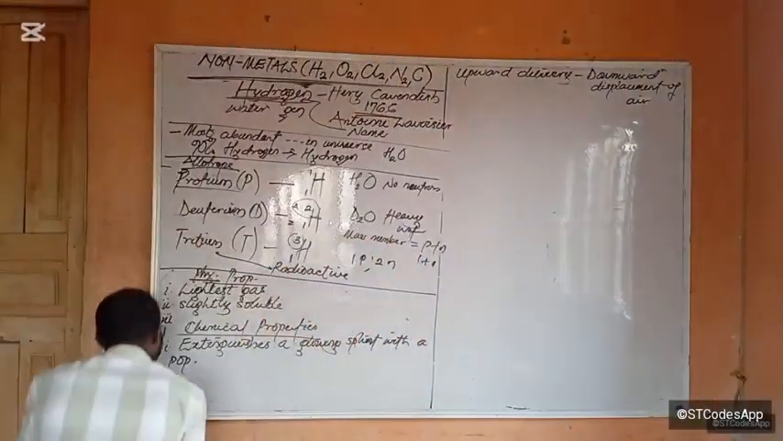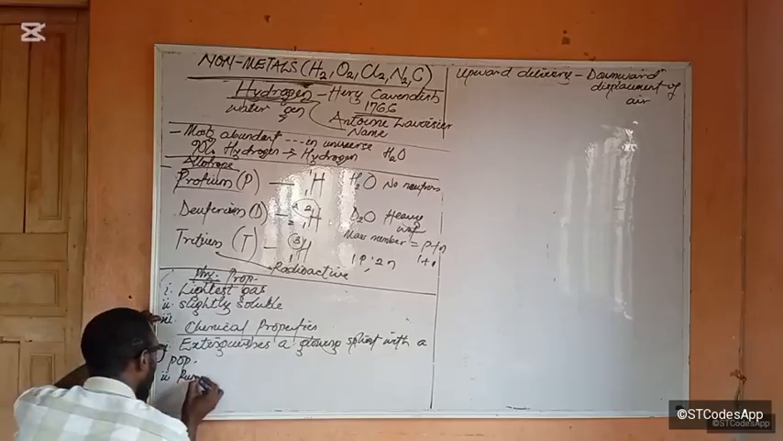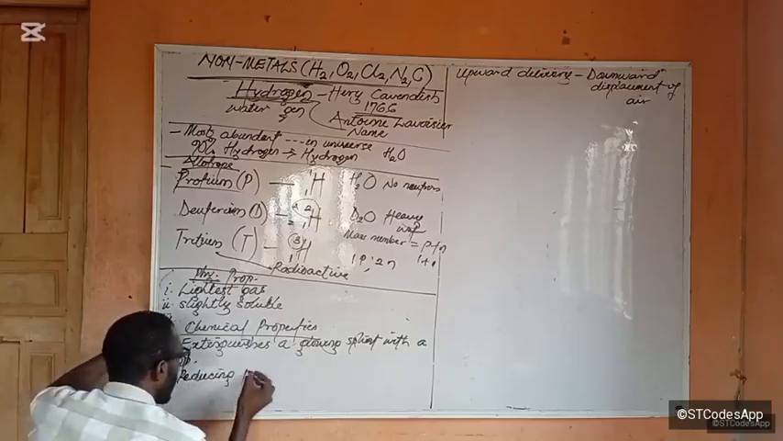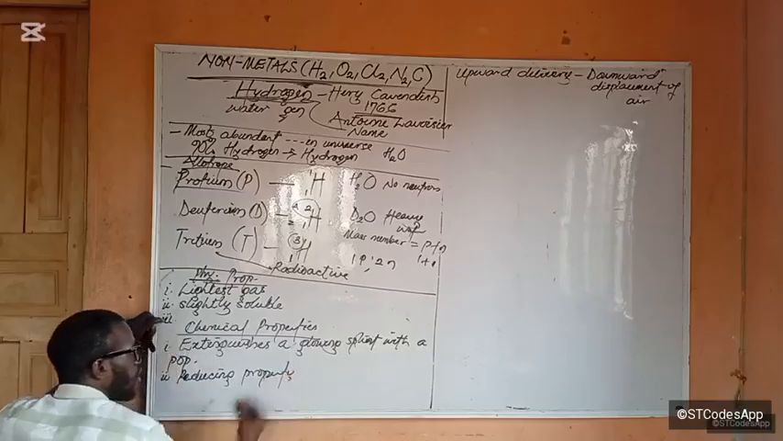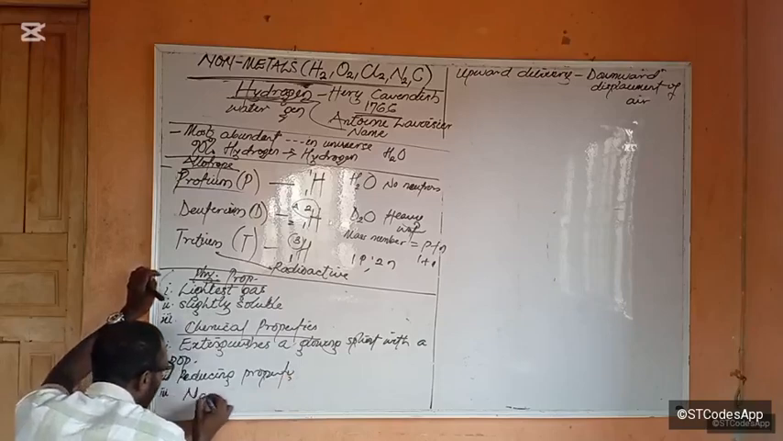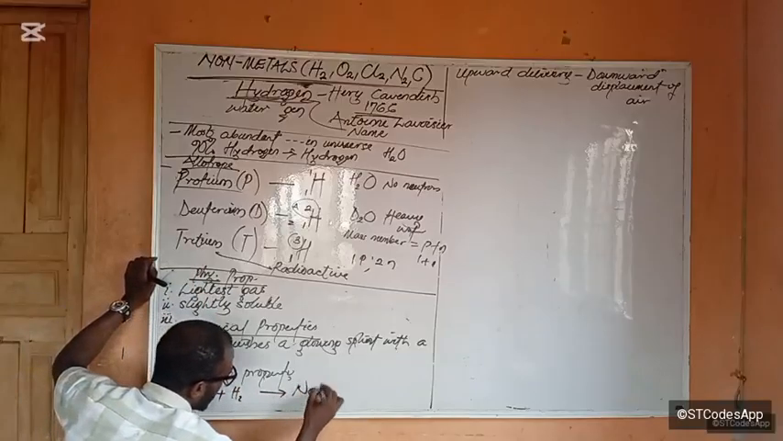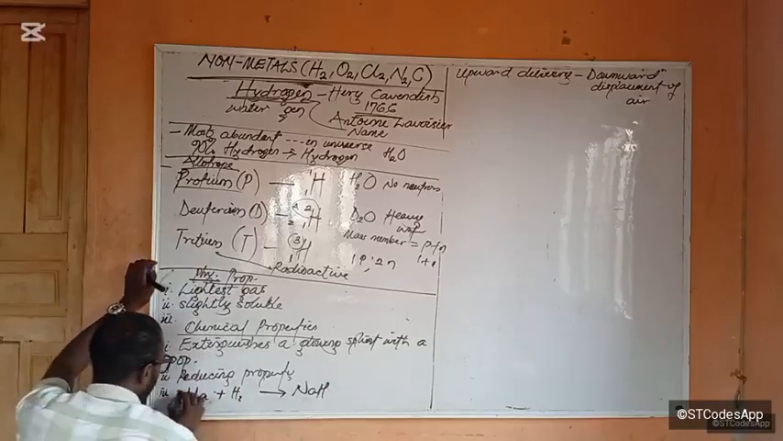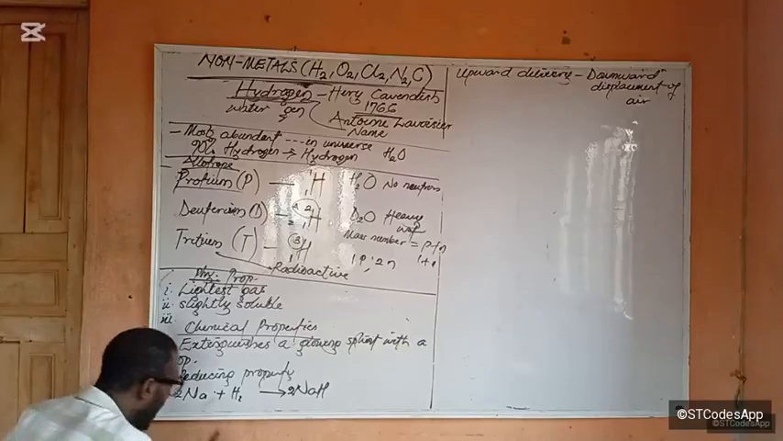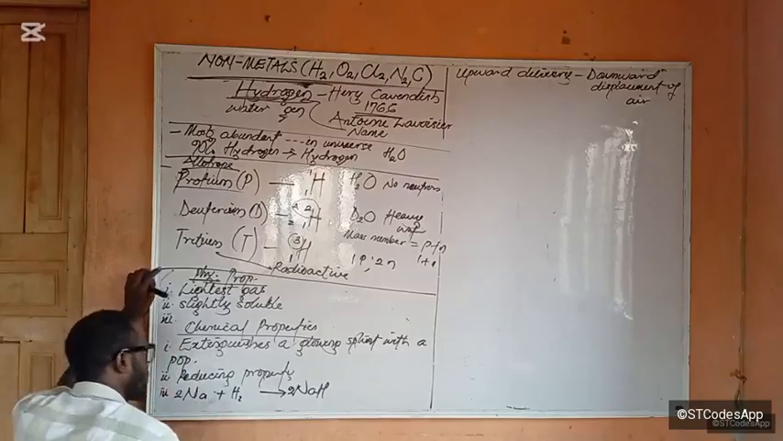Now the second thing with hydrogen is that hydrogen has a reducing property. It's in group 1, so it will have a reducing property. But in the presence of a stronger reducing agent, it will be oxidized. For example, if you react sodium, which is a stronger reducing agent, with H2 gas, it will form NaH. So you balance. Sodium is the stronger reducing agent, so hydrogen is reduced here, acting as an oxidizing agent. But it has a reducing property.